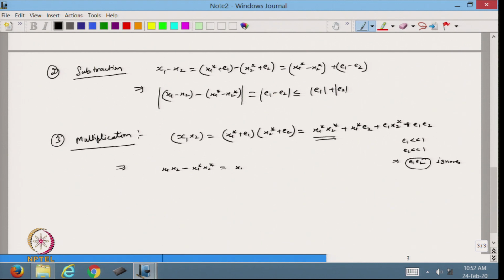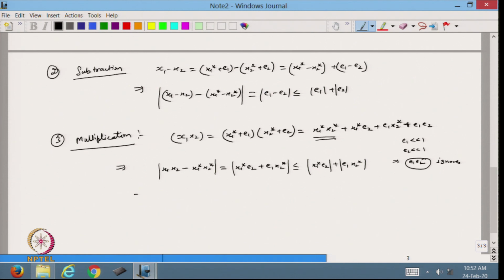On the right hand side I will get x1 star E2 plus E1 x2 star. Now, suppose I take the modulus of this, then it is not going to give any information, because the right hand side vector is also dependent on x1 star and x2 star. So, we cannot make any conclusion in terms of the absolute error.